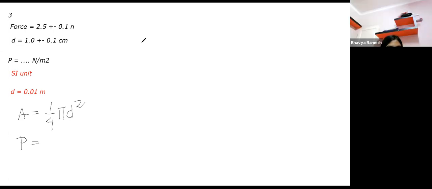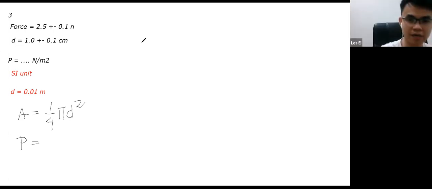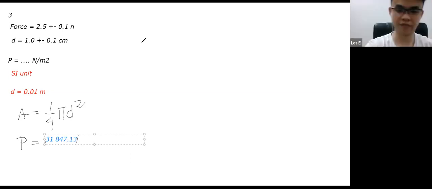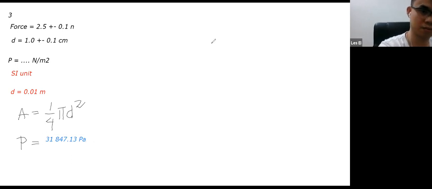Sir, 1.0 is how many significant figures? Two significant figures. And 0.1 is only 1. So in the question you wrote 1.0 plus minus 0.1 centimeter, is it fine? For a significant figures problem, we don't count the uncertainty, right? We only count from the data, the raw data. Oh, okay.